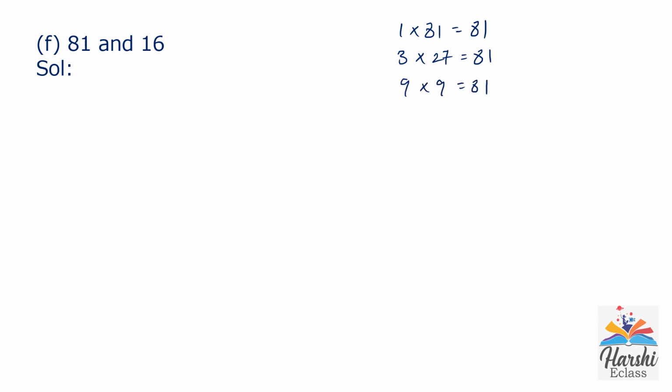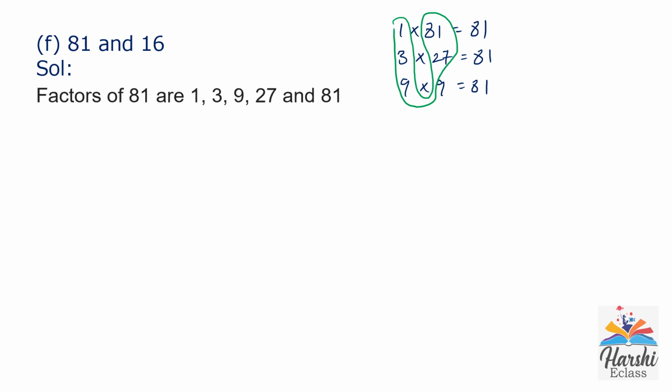So the factors of 81 are 1, 3, 9, 27 and 81. Now the factors of 16. 2 8s are 16.